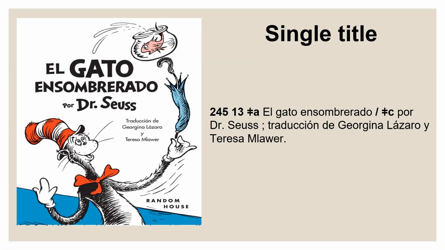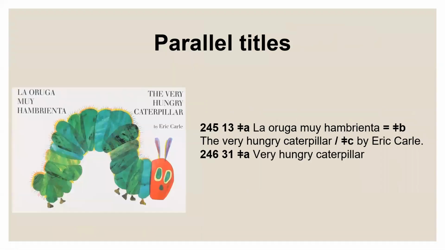So this is an example of a Spanish language book, and there's no parallel title with this item since it's only in Spanish. In this case, there is a parallel title, so we would record both titles in 245. On the title page, the Spanish version of the title is listed first.